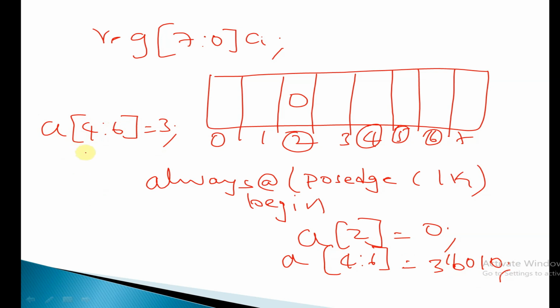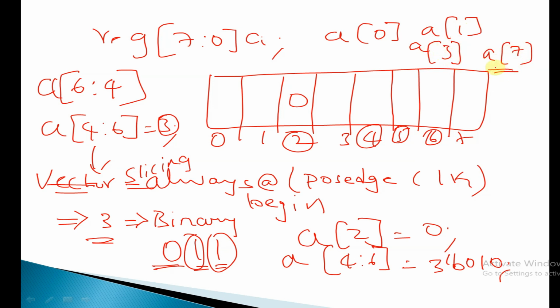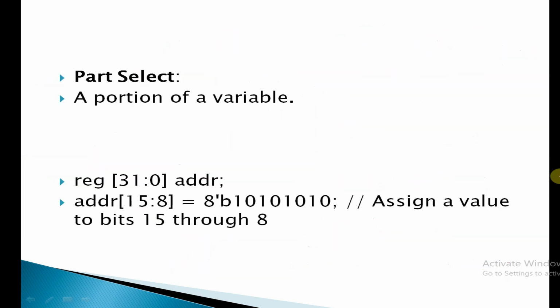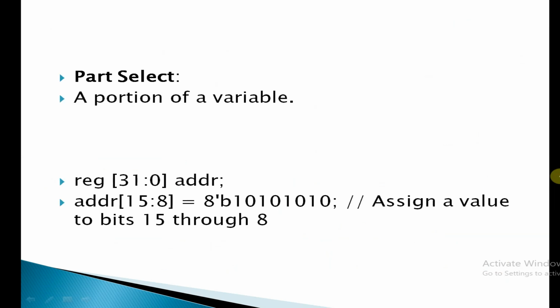So this is nothing but vector slicing. Basically you are slicing a vector, that's it. Is it clear now? Now tell me, what is the value of a[0], a[1], a[3], a[7]? Any idea? I think we can end this session with this.